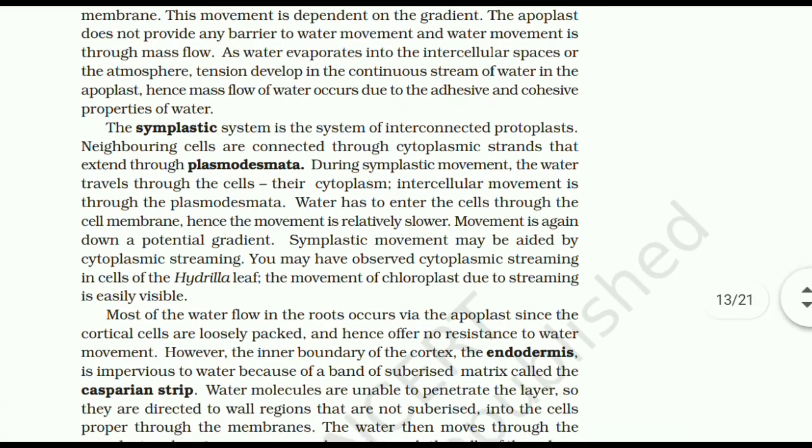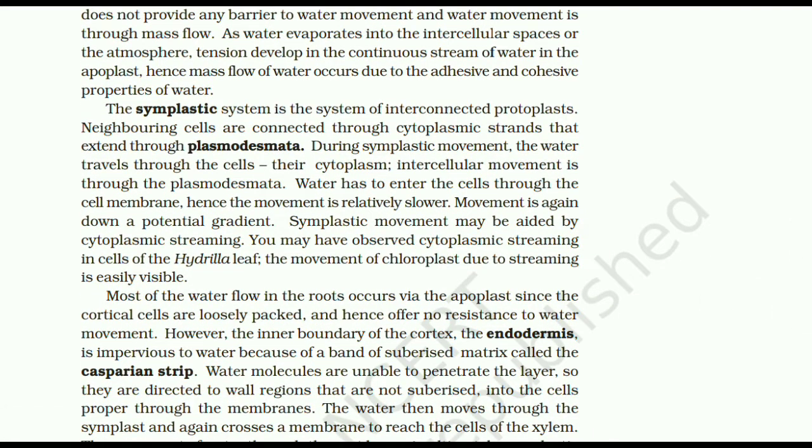The symplast system is the system of interconnected protoplasts. Neighboring cells are connected through cytoplasmic strands that extend through the plasmodesmata. During symplastic movement, the water travels through the cells, via their cytoplasm. Intercellular movement is through plasmodesmata. Water has to enter the cells through the cell membrane, hence movement is relatively slower. Movement is again down a potential gradient.